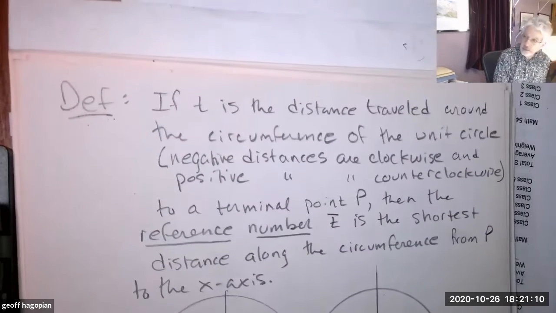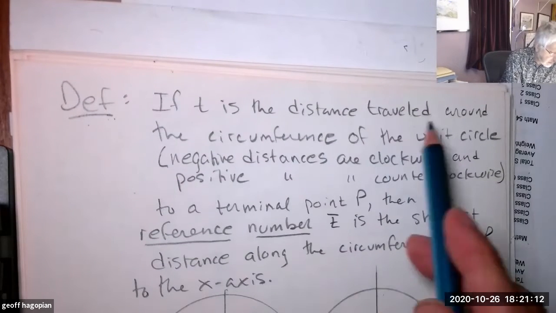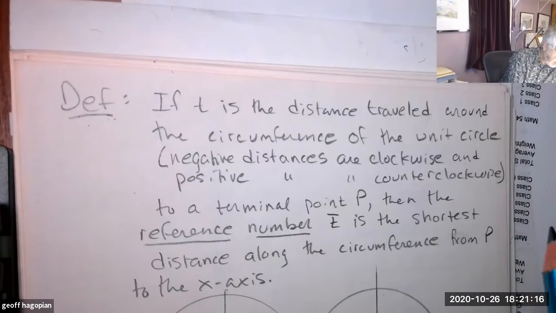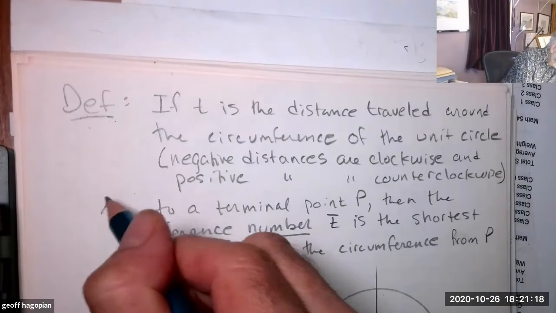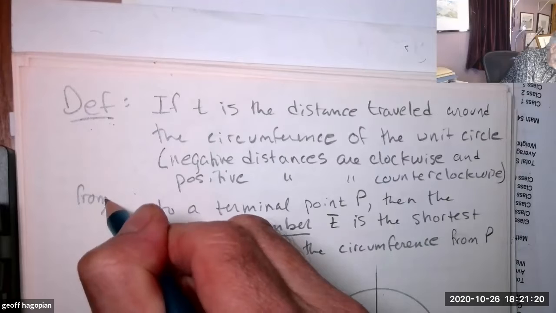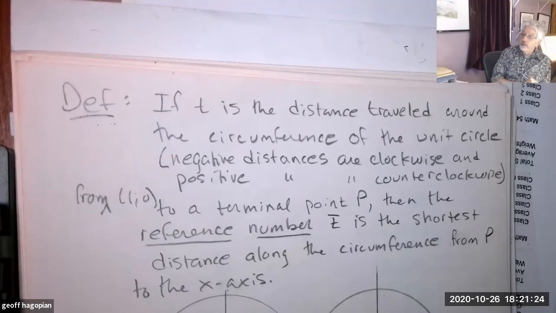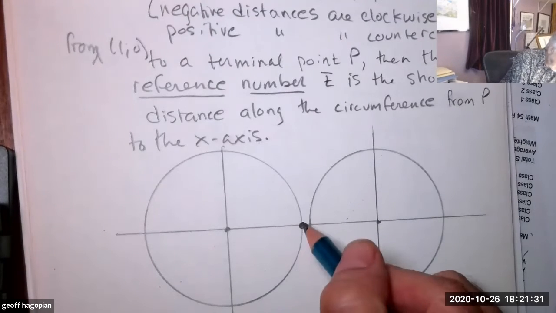Let's go back to our definition here. If t is the distance traveled around the circumference of the unit circle, I should say from (1, 0), right? That's our starting point, to a terminal point P. Okay, so we start here.